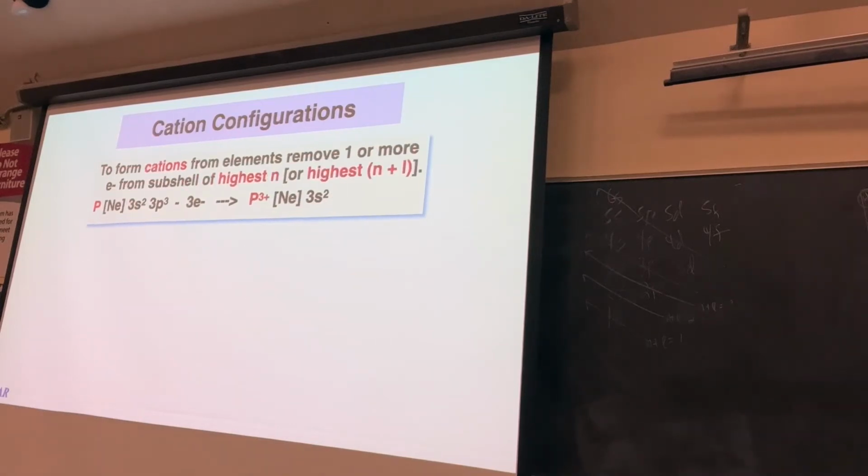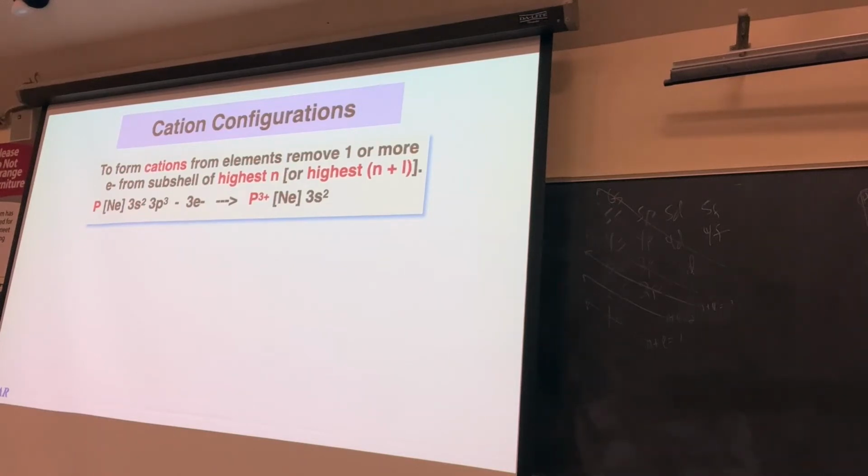Now, cations means you take away electrons, all right? So cation means you're going to have something positive. Now, when it comes to taking away electrons, you want to take them from the highest n orbital first. And if there's a tie, then highest n+L. Now, highest n+L means last one's in, first one's out. But we're going to see that because highest n is even more important, that's not always the case.